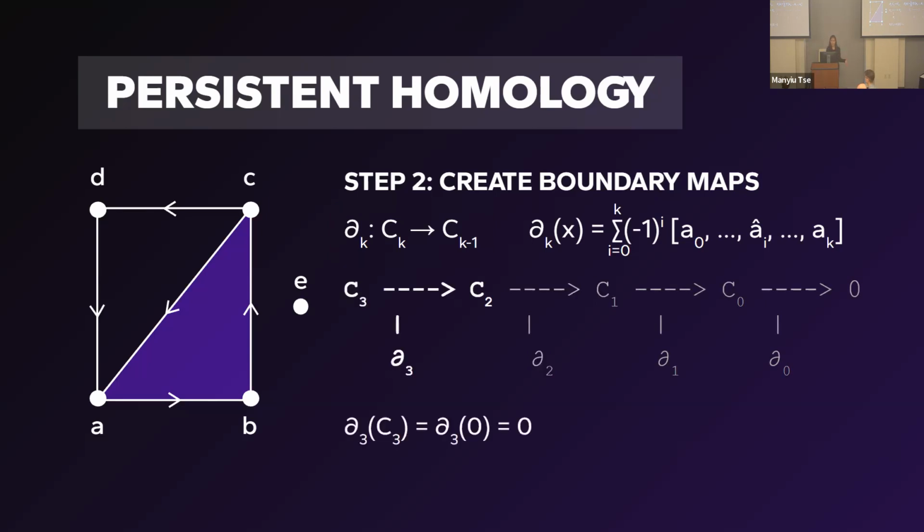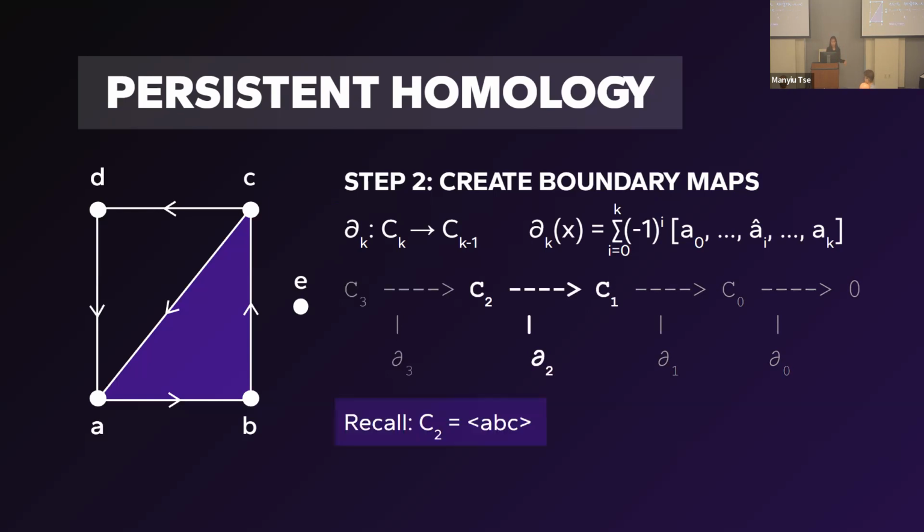So let's look at del3 in this example. Del3 would take C3 and bring it down to C2. But this is a 2-dimensional figure. There is no 3-dimensional C3. There's no 3-simplex in this figure. So it would just be del3 of 0, which is also 0.